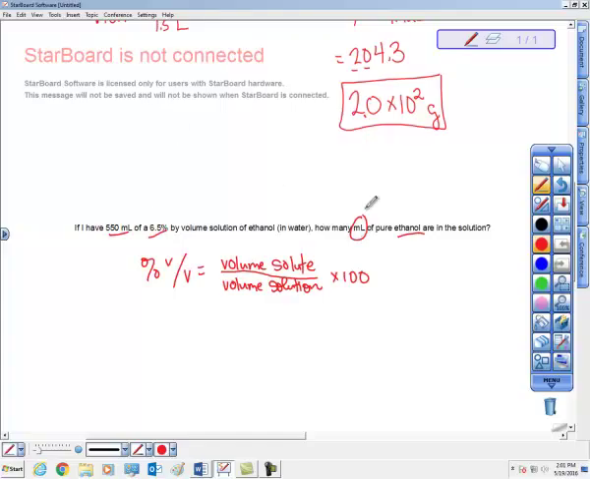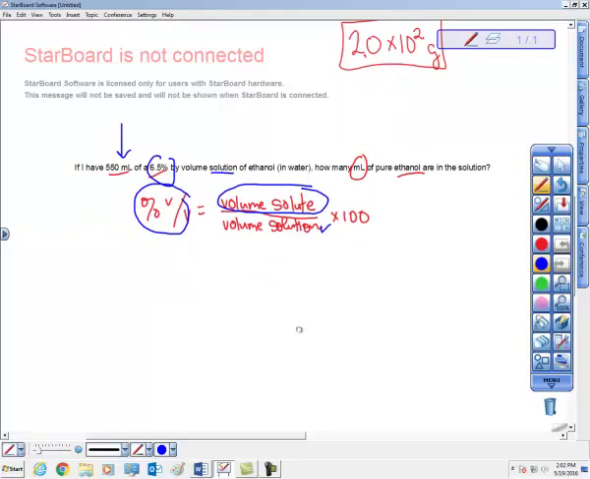Okay, so let's see what we do have. They gave you 550 milliliters of what? Of the solution. So down here we've got the volume of the solution. We have the percentage as well, so we have this guy right here. Kind of looks like they want to know how many milliliters of pure ethanol, which we said is going to be your solute. They want to know this numerator. Alright, so let's plug in everything together.